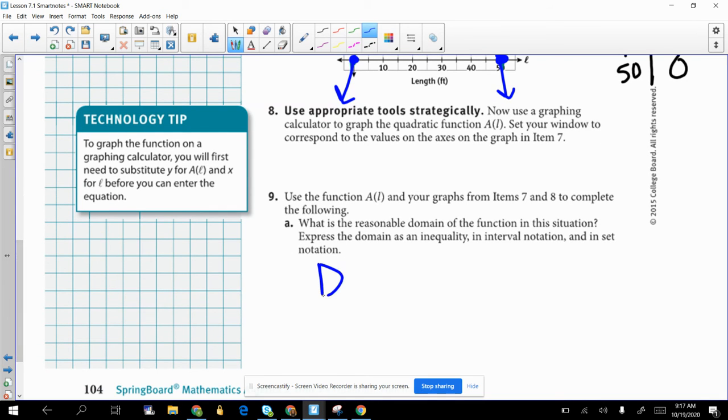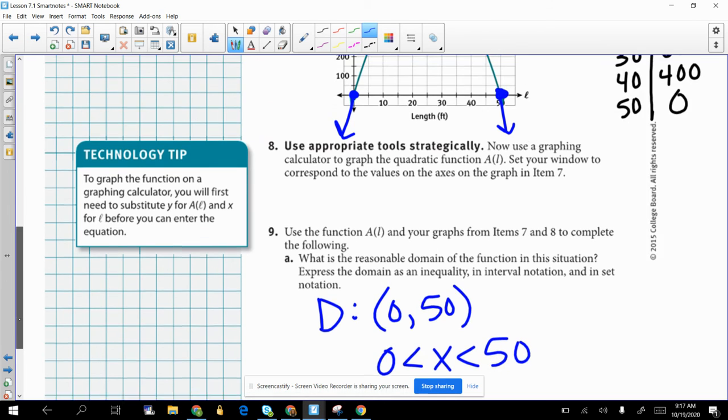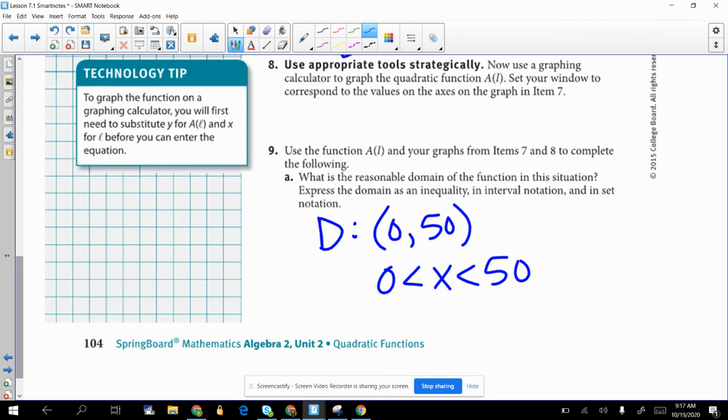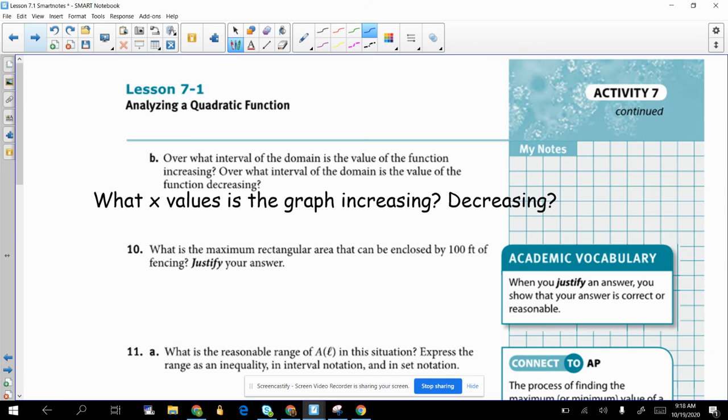And now what's funny is we actually don't want to include either of those, so we could write it like this with parentheses, or we could write it like this without the equals underneath. But we don't want to include those because both of those lengths would yield us an area of 0 feet squared. Do you really want a fence to enclose 0 feet squared? No. So that's why we're not going to include those. Okay. So that's how we would write our domain.